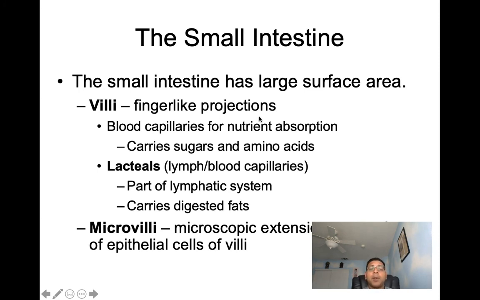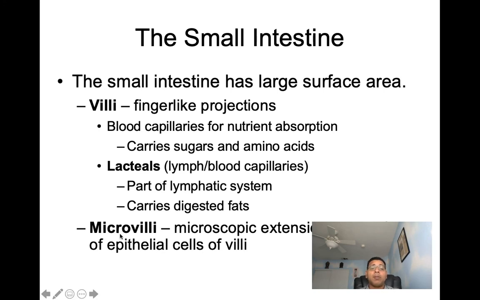Villi are finger-like projections. They contain, in the center, blood capillaries for nutrient absorption. In the villi, the blood capillaries carry sugars and amino acids. The lacteals are basically lymph capillaries. They are a part of the lymphatic system, and they carry digested fats. Remember, they're eventually going to connect to the bloodstream.